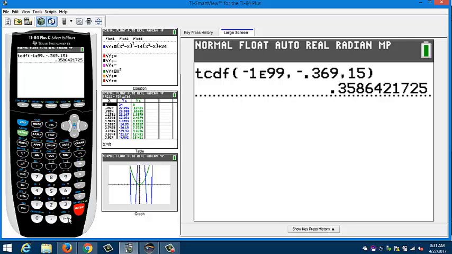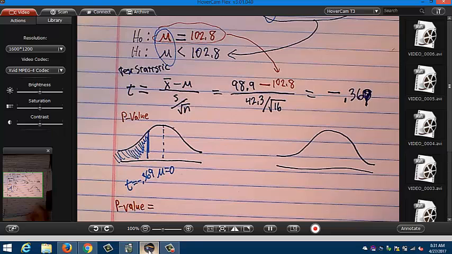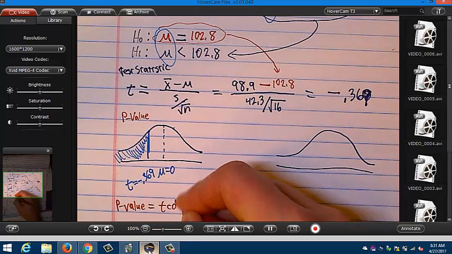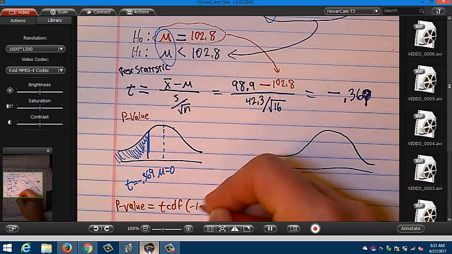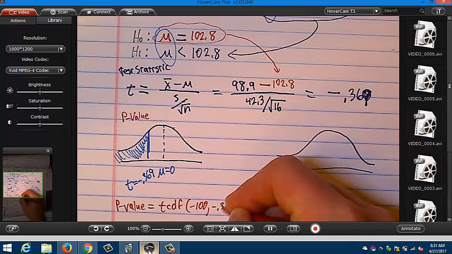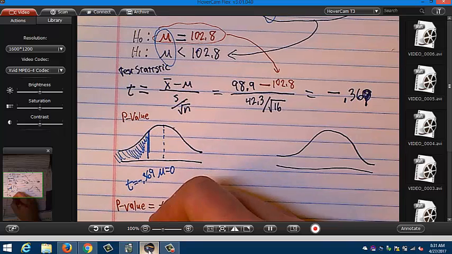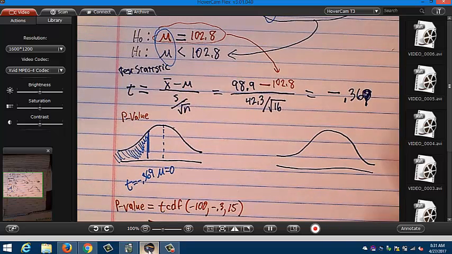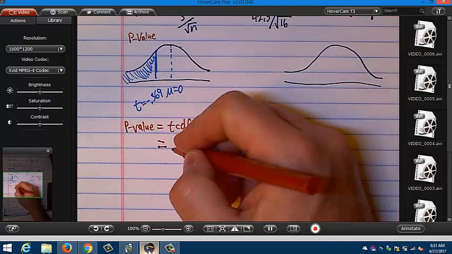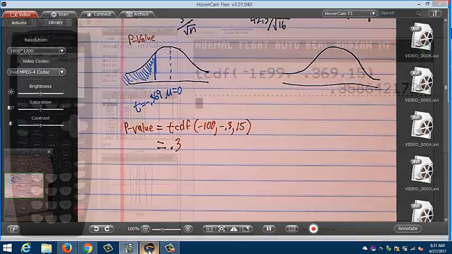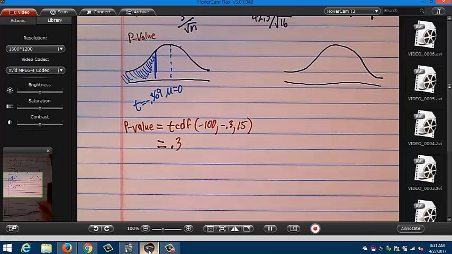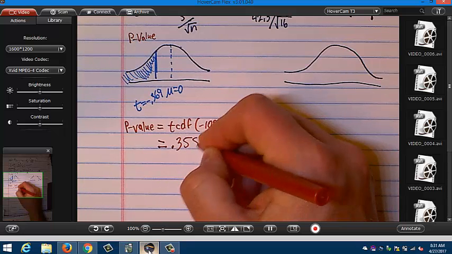So that says the p-value is 0.3586. All right, so let me write down what we did again. We did TCDF, negative 100 to negative 0.369, and degrees of freedom was 15. And so that p-value, again, was 0.3586.